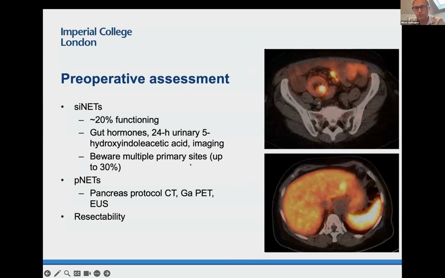The thing to be aware of, both preoperatively in terms of planning your surgery as well as intraoperatively, is that small intestinal neuroendocrine tumors are very, very common to be present in multiple primary sites. So up to 30% have more than one primary. I've seen many, many patients where we've only seen one primary site on preoperative imaging, and intraoperatively there have been multiple. I've operated on one patient who had 4 primary sites, who needed to have 4 small bowel resections.